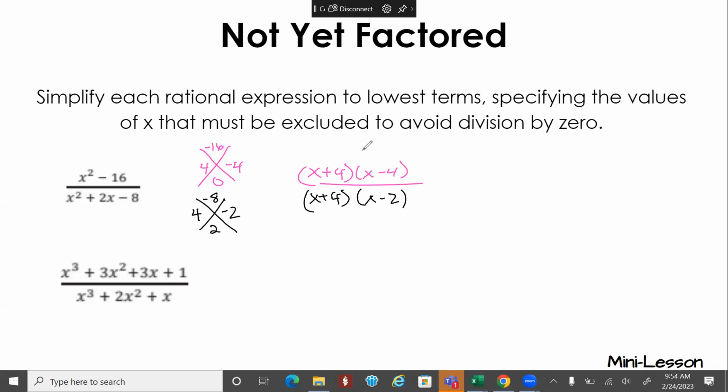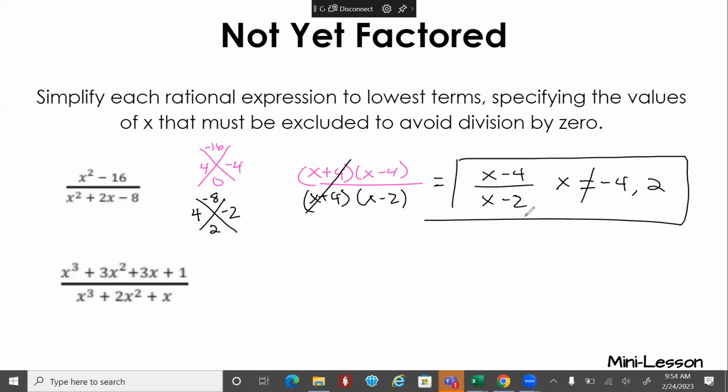Is there anything that we can cancel on the top and the bottom? So that x plus 4s. We're left with x minus 4 over x minus 2. And we're going to say x cannot equal what thing? Change the sign, -4. The ones that you cancel out, the ones that are left in the denominator. So vertical asymptotes and holes. I'll give you a second.